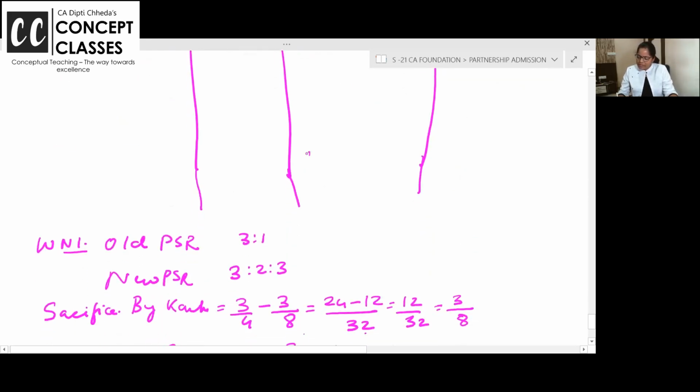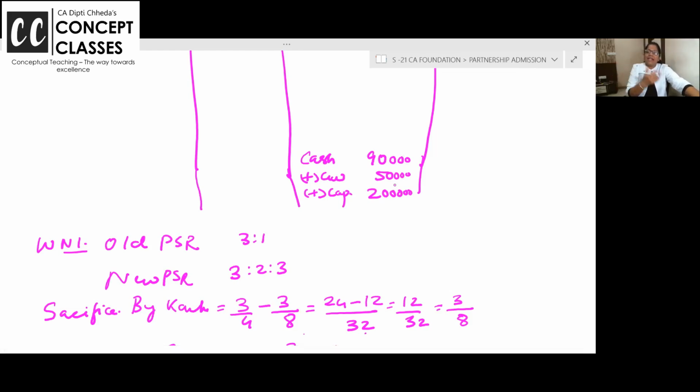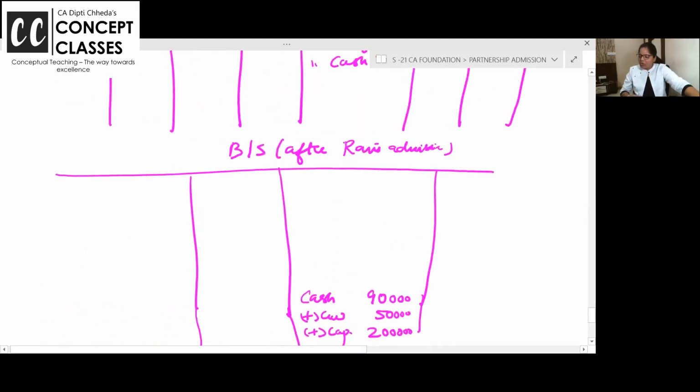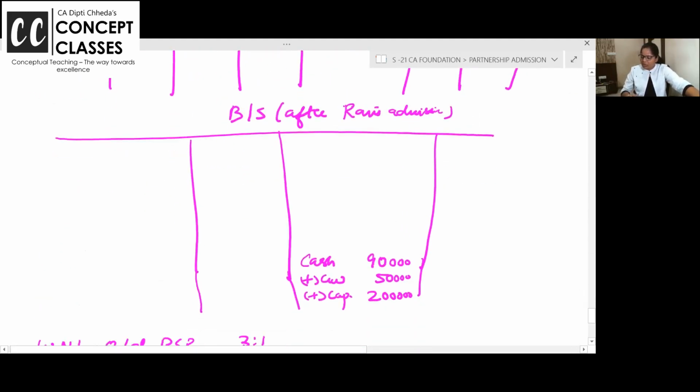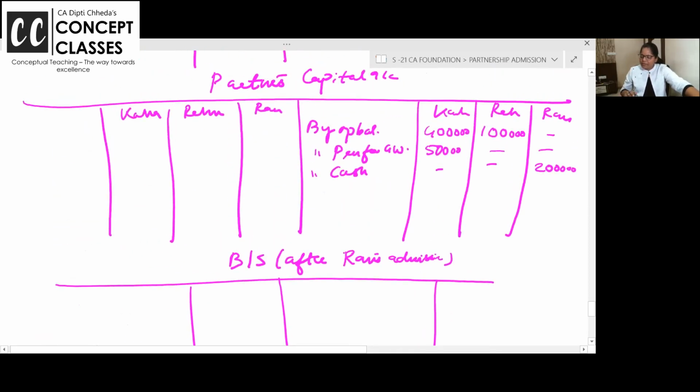Come to the balance sheet. Write it at the end. Look at the opening cash in the balance sheet: 90,000 plus goodwill 50,000 plus capital. How much capital did he bring? 2 lakh. We are in an accounts class, so double effect. Give it simultaneously: debit cash and credit capital, debit cash and credit goodwill.